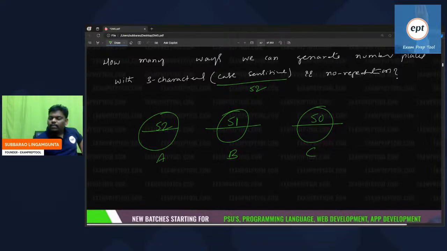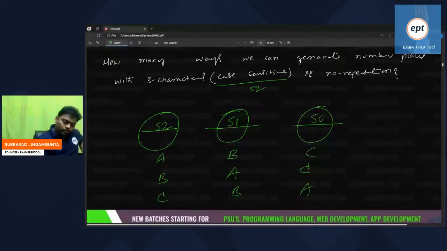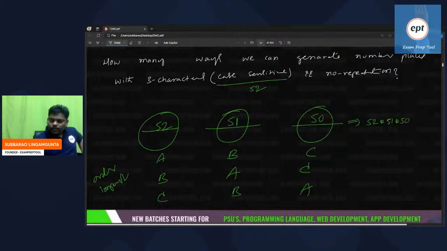How many ways can we generate number plates with 3 characters? Three characters only. So ABC is one number plate, BAC is one more number plate, and CBA is also one more. Order is important. So permutations. I think this can also be written as 52 into 51 into 50. This is also like selecting out of 52 people, permutations of 3, 52P3.